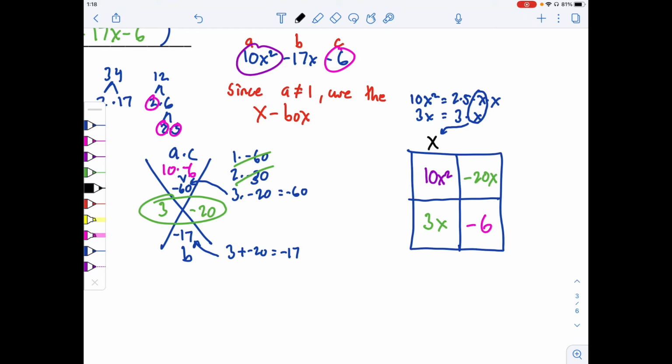And then we find out the other factors. What does it have to be, right? So x is here. This one needs to be 10x, right, to get 10x squared. So this has to be 10x. And you look at how do you get 3x. So you get 3.